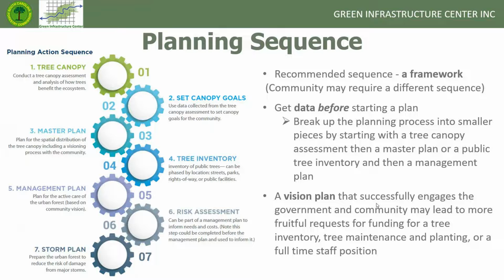So this is just a suggested framework where you start with the tree canopy assessment and setting canopy goals. You can then move into the master planning process. After that process, potentially getting a tree inventory of public trees that would inform a management plan. And then after establishing that management plan, maybe working on a risk assessment program, getting that in place, and doing some storm planning.